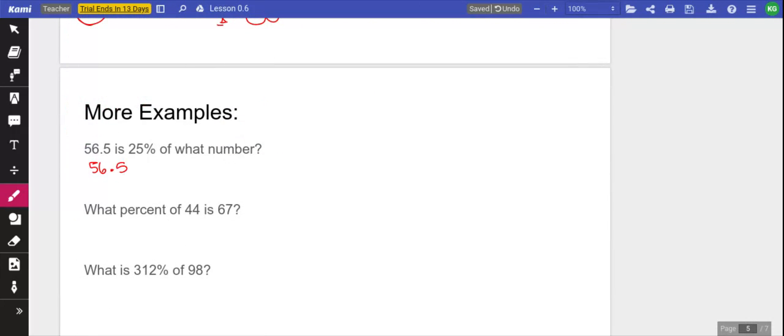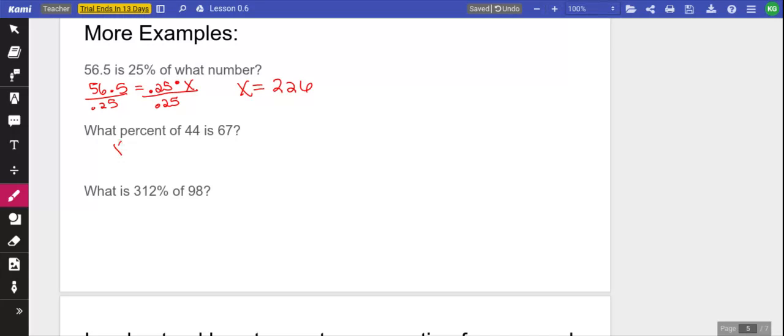56.5 is, equals 25%, 0.25 because we can't put percents into our calculator, of means times, what number is X. So this time X is being times by 0.25. So the opposite would be to divide both sides by 0.25. So 56.5 divided by 0.25 is 226.